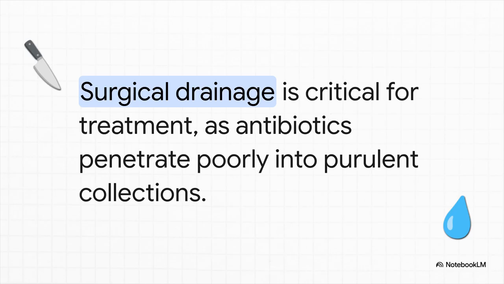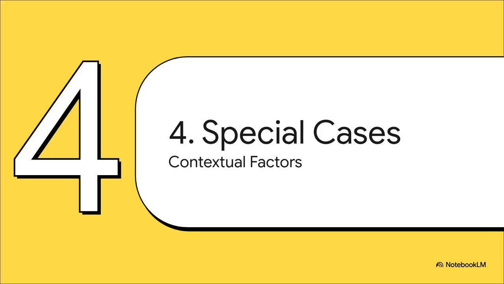Think of that collection of pus like a fortress. It has walls, an acidic environment. It's just really hard for antibiotics to get in there and do their job. You have to get rid of that source material for the antimicrobial therapy to have a fighting chance. Moving on to Section 4, where we'll cover some special considerations, some important nuances you need to be aware of.